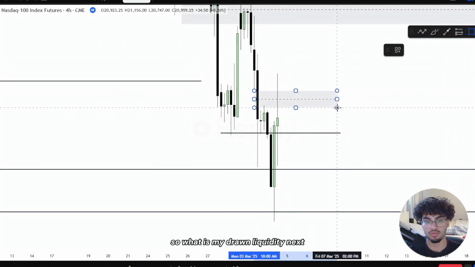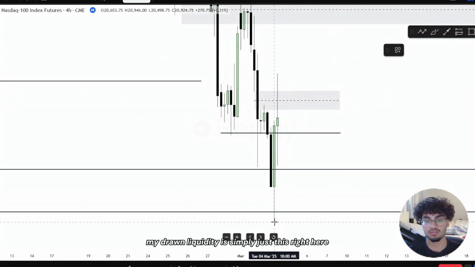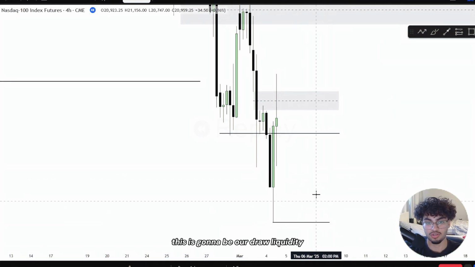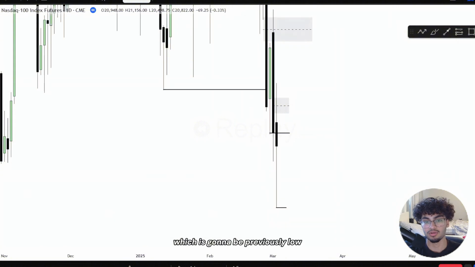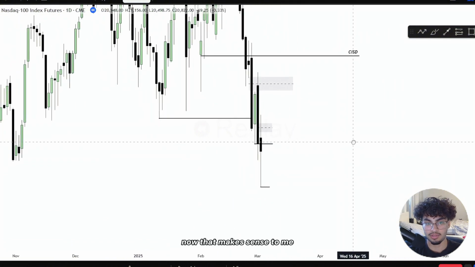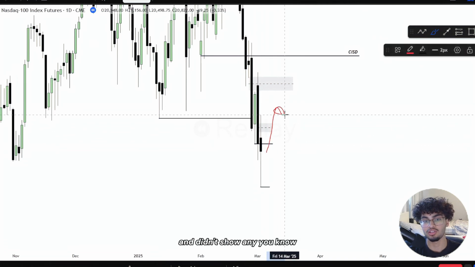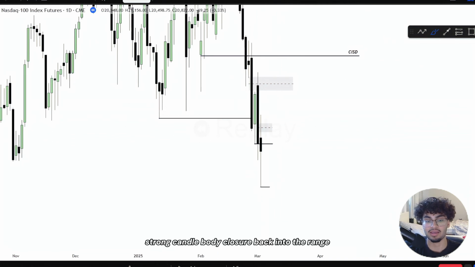So what is my drawn liquidity next? My drawn liquidity is simply just this right here. So we can mark this out. This is going to be our drawn liquidity, which is going to be the previous day low. Now that makes sense to me because we reacted off this PD array and didn't show any strong candle body closure back into the range.